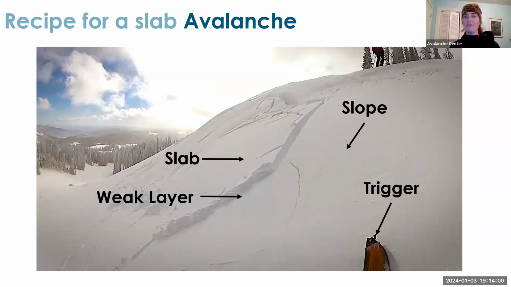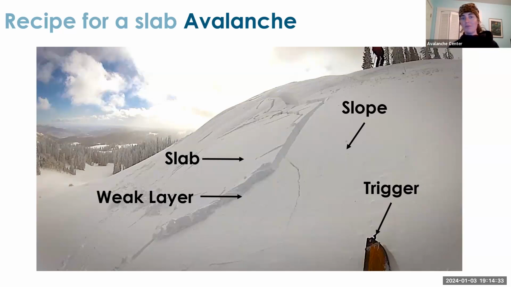So to have a slab avalanche, we need a couple things. We need a layered snowpack, which I'll talk about a little bit later. We need a steep enough slope to slide. And then we need some type of trigger, whether that's, like in this picture, somebody split boarding on a slope, or increased loading on the slope from a snowstorm or from a wind event, or like two weeks ago at Big Sky, they had a mountain goat trigger an avalanche.